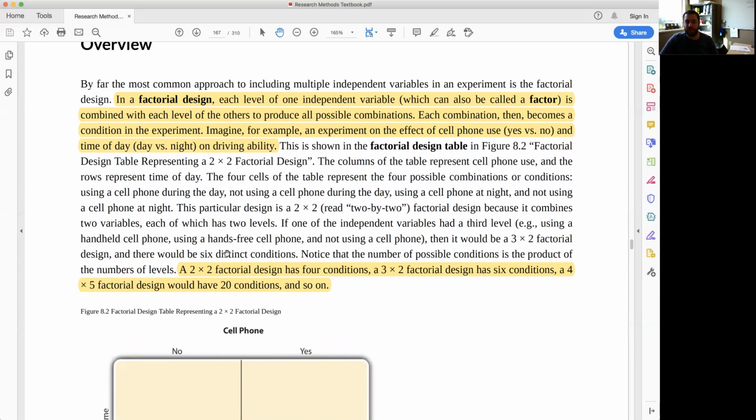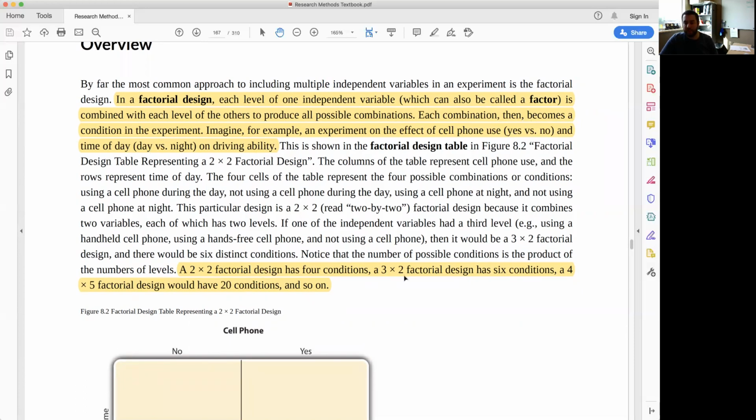So a 2 by 2, which is this one up here, is going to have 4 different conditions, because you'll have the condition of using a cell phone in the daytime and driving. You'll have a condition of not using a cell phone in the daytime and driving, and then using a cell phone nighttime and driving, not using a cell phone nighttime and driving. So you get 4 at the end of it.